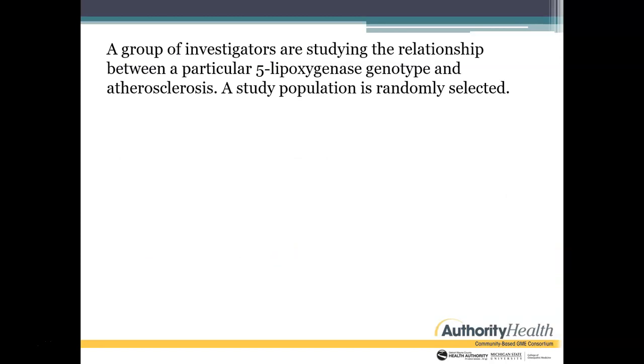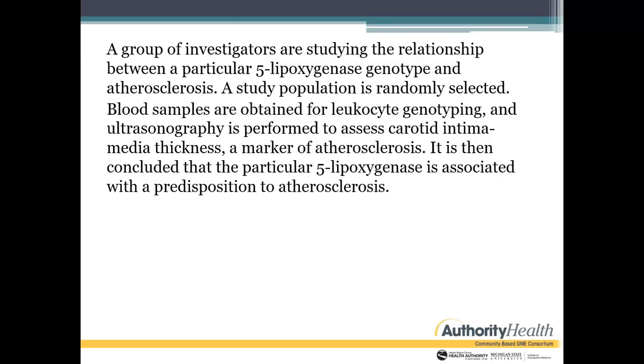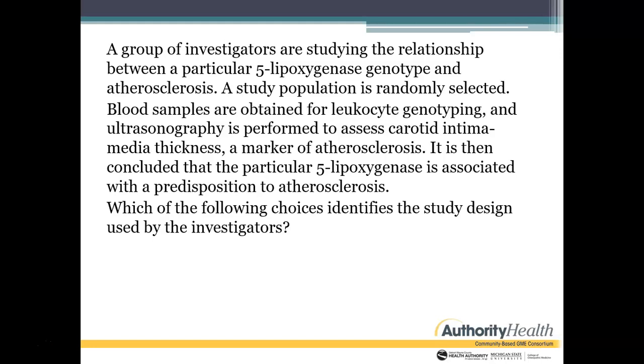All right, the next one. A group of investigators are studying the relationship between a particular 5-lipoxygenase genotype and atherosclerosis. A study population is randomly selected. Blood samples are obtained for leukocyte genotyping, and ultrasonography is performed to assess carotid intima media thickness, a marker of atherosclerosis. It is then concluded that the particular 5-lipoxygenase is associated with a predisposition to atherosclerosis. Which of the following choices identifies the study design used by the investigators?